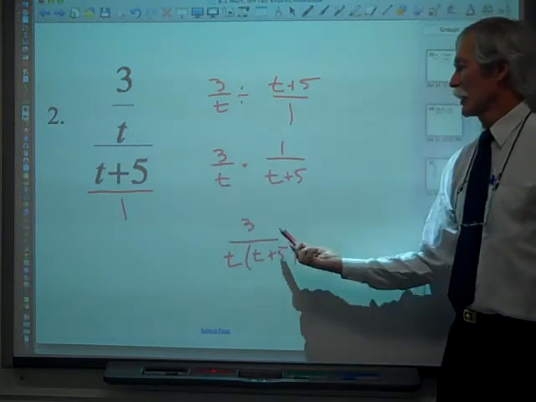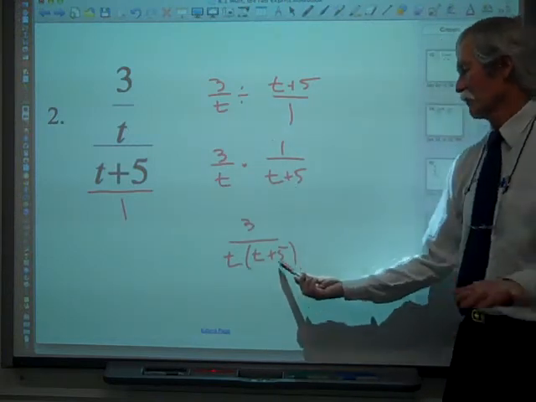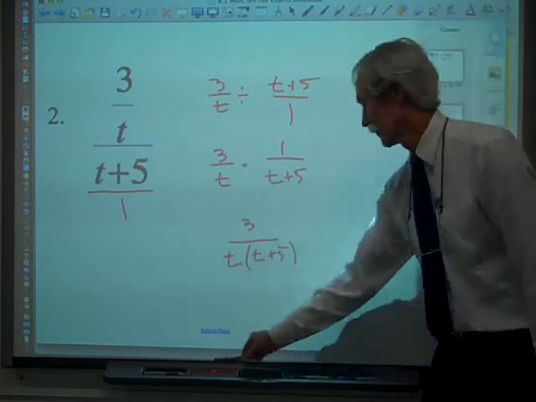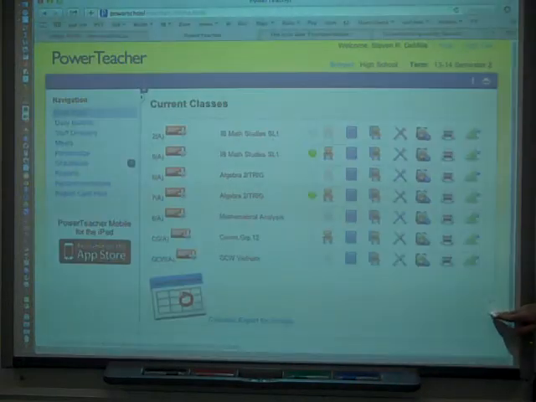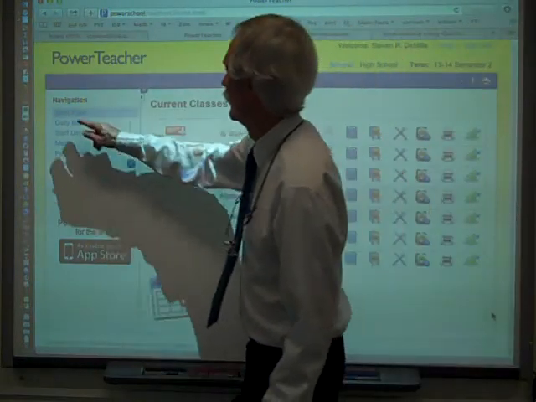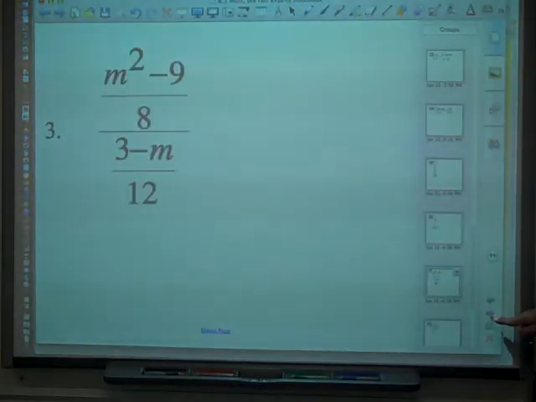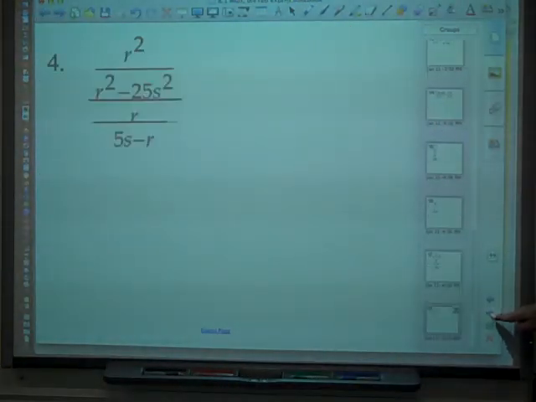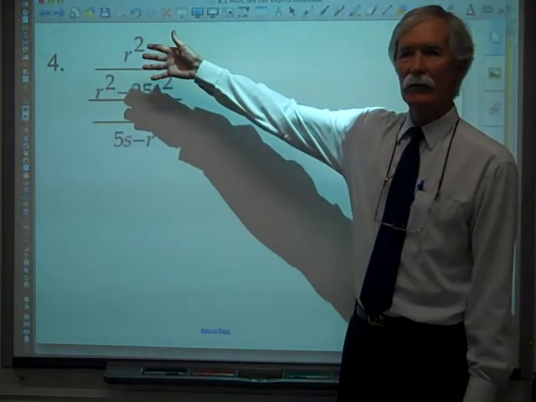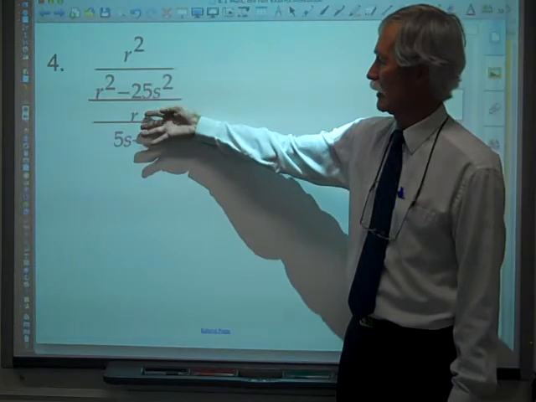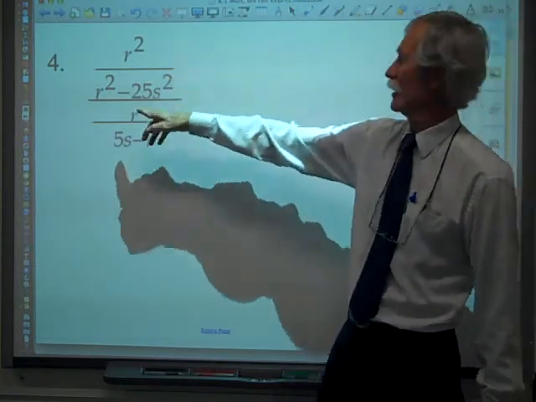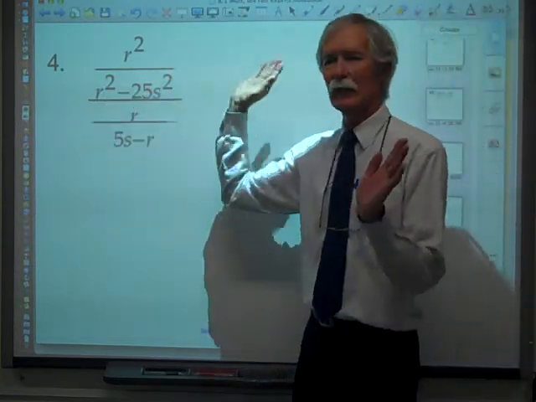So 3 times 1 is 3, and that times that. Nothing can cancel, so that's good. This is the same idea. It's this divided by this. Turn that one upside down, multiply. Factor, factor, factor, cancel.